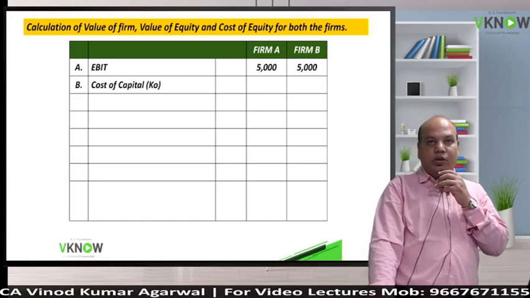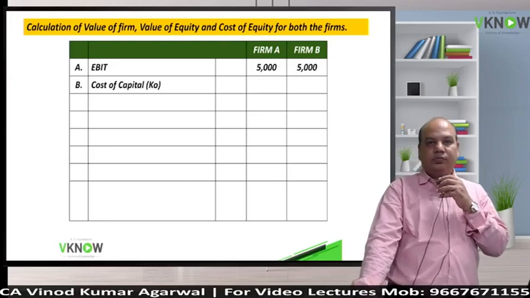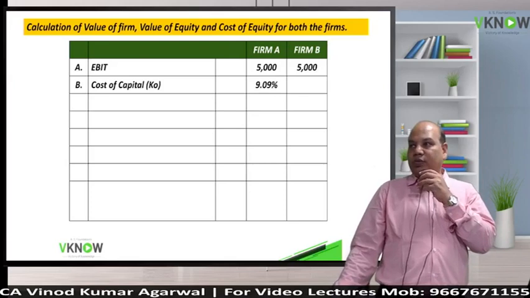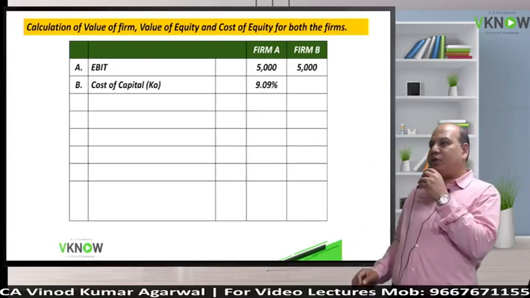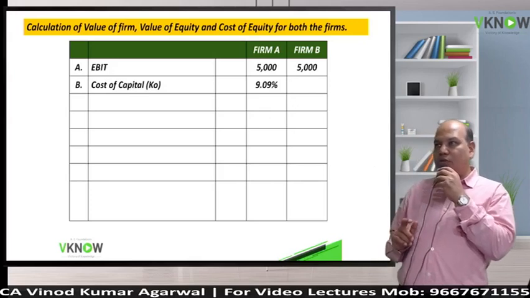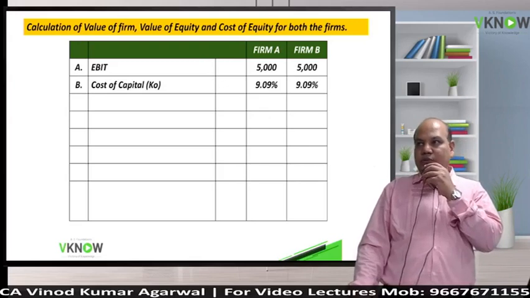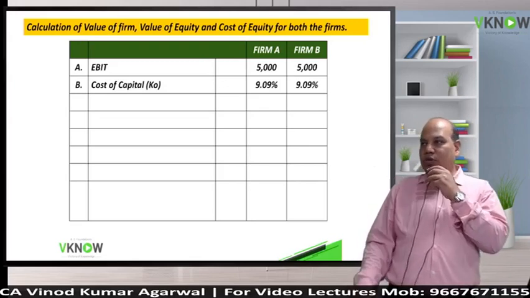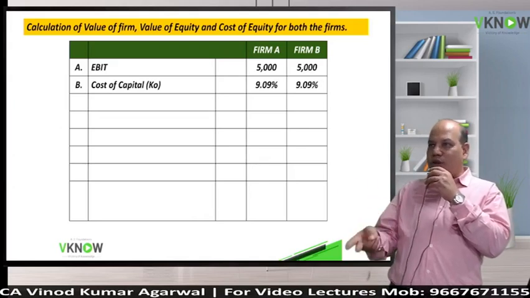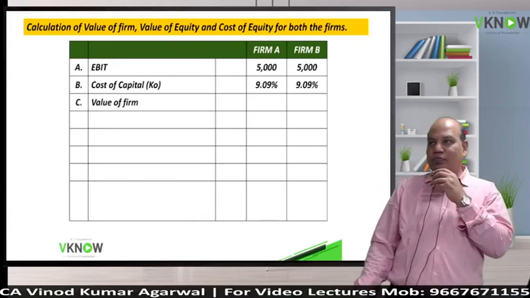5,000. Point number B, write down cost of capital. How much is cost of capital? KO. We have written a note that this 9.09% which they have given to us, we will treat it as a KO, not KE. So cost of capital is 9.09%. We have written a note also that under MM approach, both the firms will have same value and same KO if there is no taxation. Point number C.